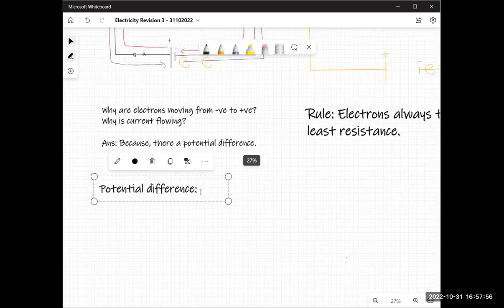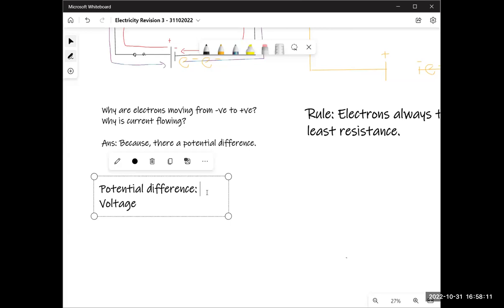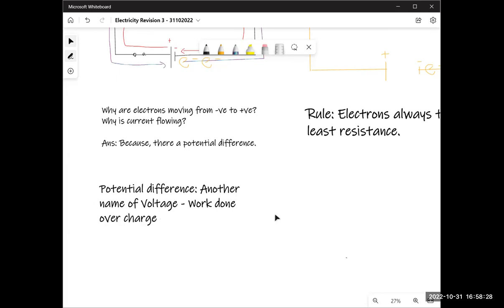Now I like to teach everything in a lot of detail, but we also need to realize that we have to finish this quickly. Please write this quickly. Potential difference is basically voltage. What is potential difference? Another name of voltage. And what is voltage? Voltage, or potential difference, is work done over charge.